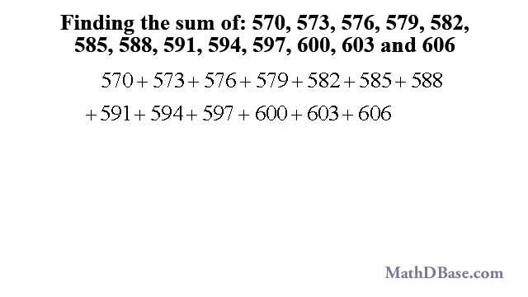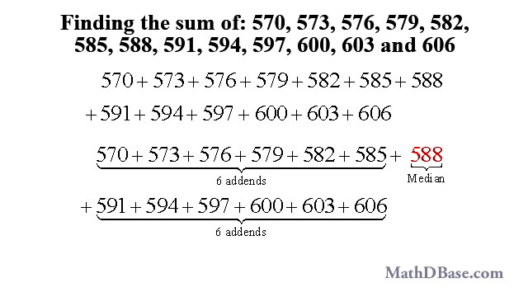Suppose that we want to find the sum of the 13 numbers, 570, 573, 576, 579, 582, 585, 588, 591, 594, 597, 600, 603, and 606. First, write out the numbers in consecutive order from smallest to highest in summation form. There are 13 addends, and each addend is 3 more than the previous one. Here, the median is 588, which is also the average. So the sum of the numbers is 13 times 588, or 7,644.